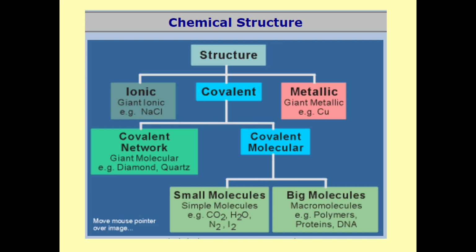Okay. So now we can talk about chemical structure overall. The structure of a substance determines its properties. Ionic substances like sodium chloride. We talked about covalent substances and metallic. Now covalent, we talked about covalent molecular. We have the small molecules. Look at all those ones that we kind of talked about. And then the big molecules, polymers, proteins, DNA. This is the one we haven't really talked about, covalent networks. So we're going to talk about that a little bit. But that's how electrons are shared to make diamond and quartz and that kind of stuff.